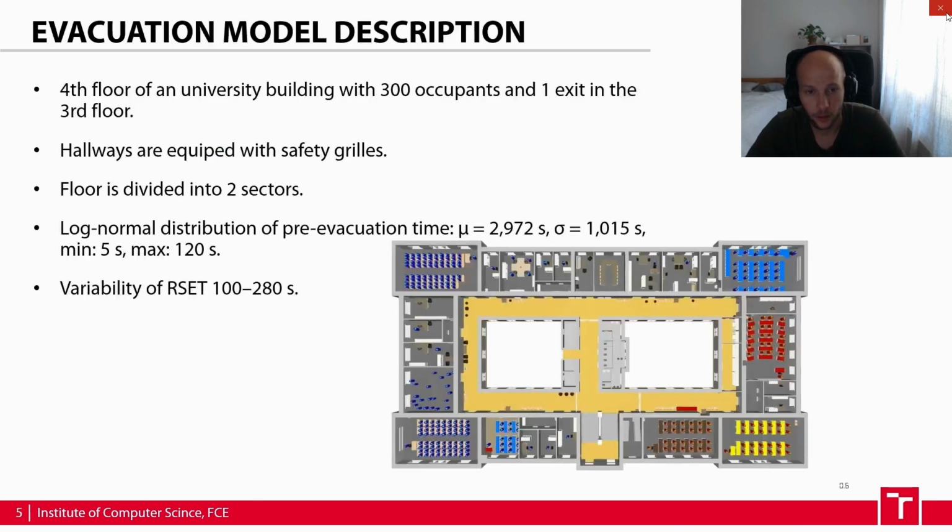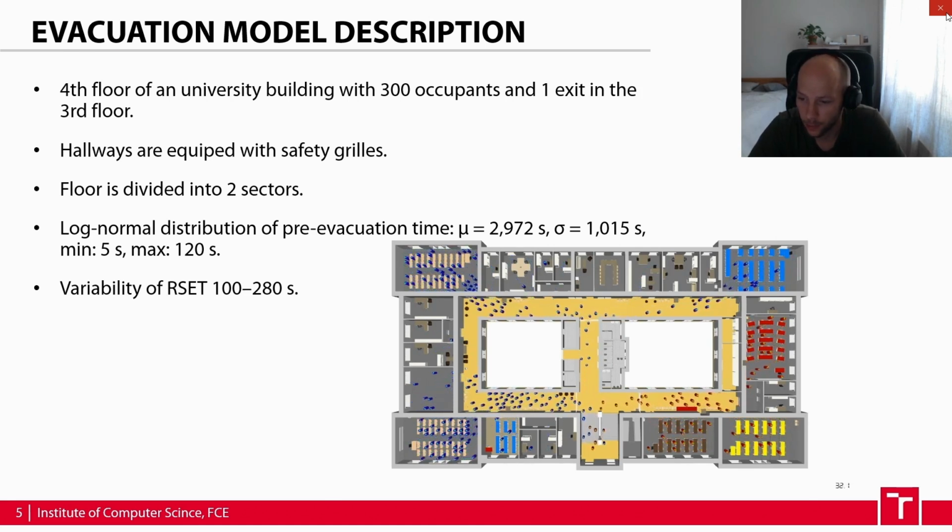As the object for the case study, we used a floor of a university building. The building has a capacity of 300 occupants, including personnel and students. The evacuation path goes through the main hallway, past safety grills, and onto the stairway, which you can see on a video. One exit of the model is set on a 3rd floor, right after occupants reach it. The floor is divided into 2 sectors, A and B, allowing us to consider different occupancy scenarios. In other cases, the sector could separate the floors, for example, or bigger parts of a building.